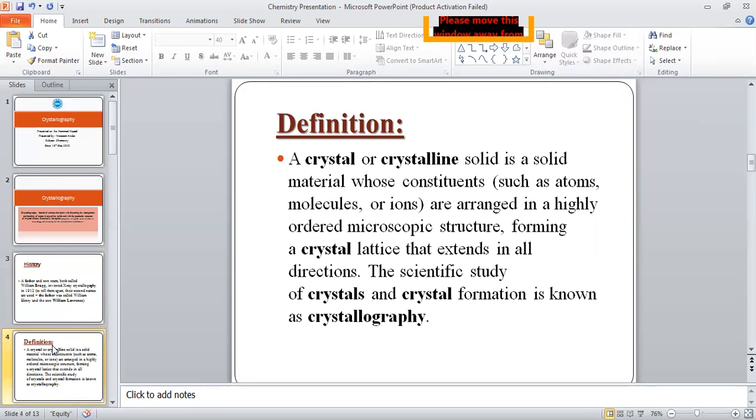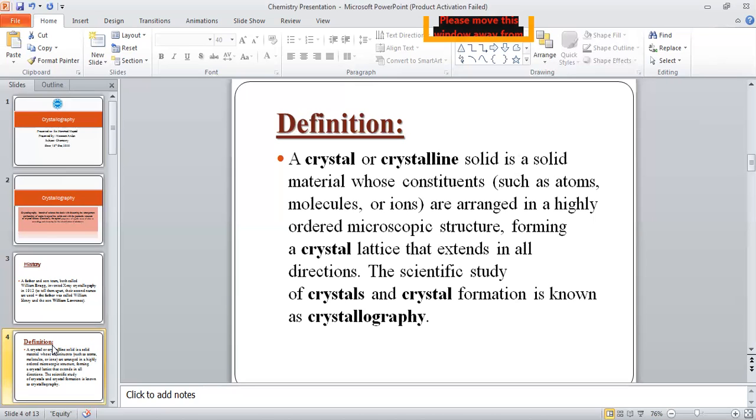Definition: a crystal or crystalline solid is a solid material whose constituents, such as atoms, molecules, or ions, are arranged in a highly ordered microscopic structure, forming a crystal lattice that extends in all directions.